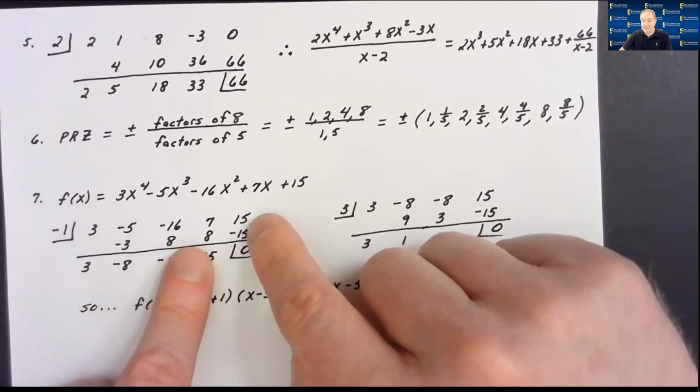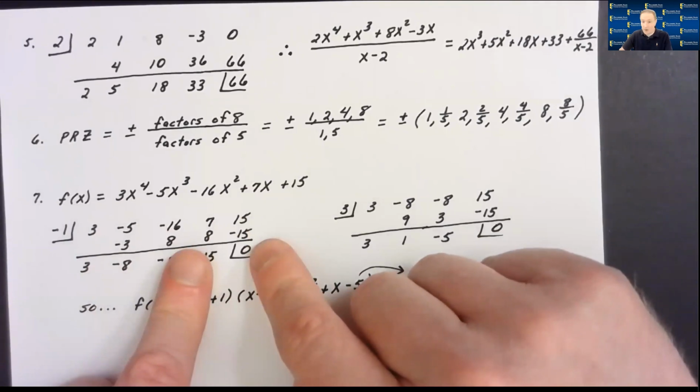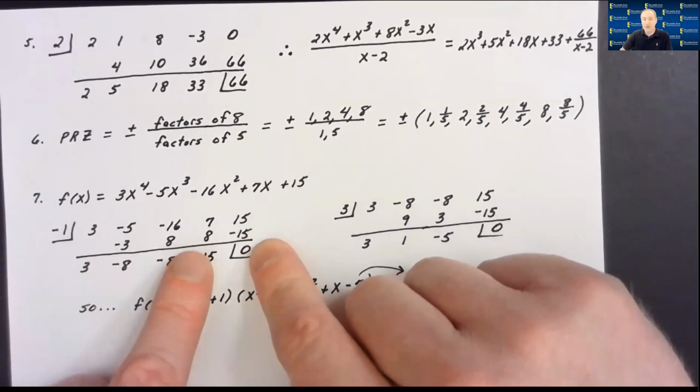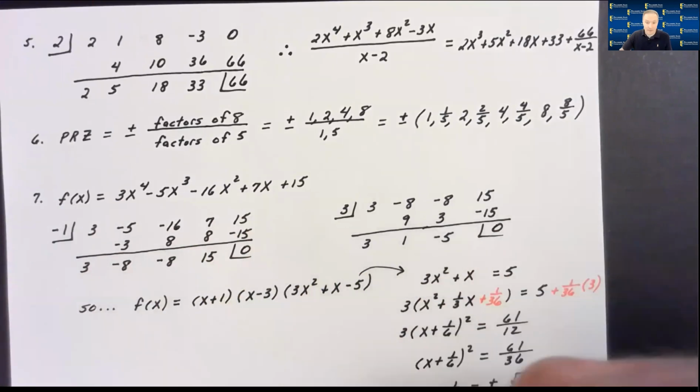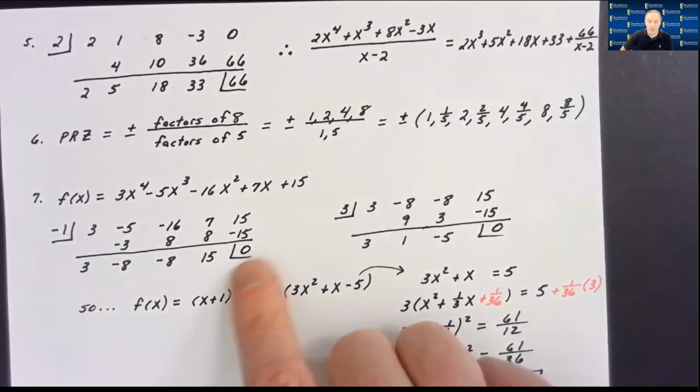-1 times 15 is -15. And should I be surprised that I'm getting a 0 remainder? No, I knew it had to be. So this is just a confirming fact that, oh yeah, okay, I got the value that I wanted.